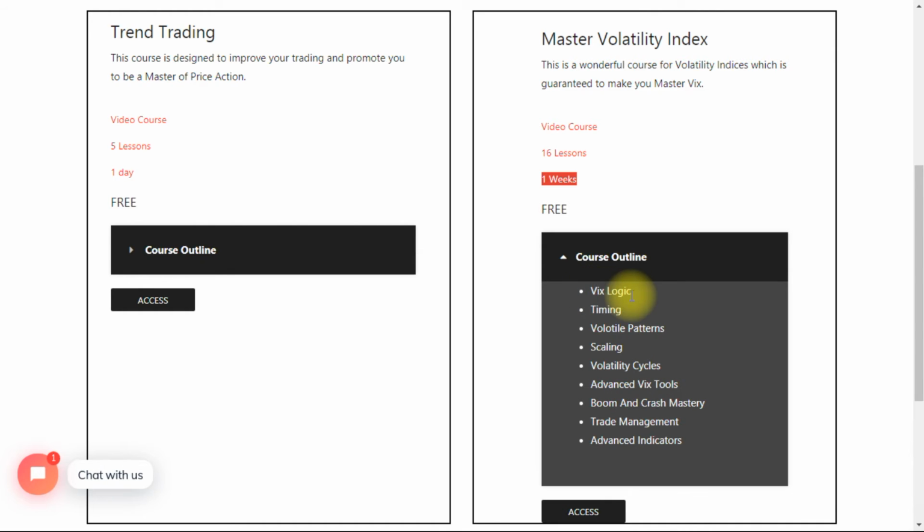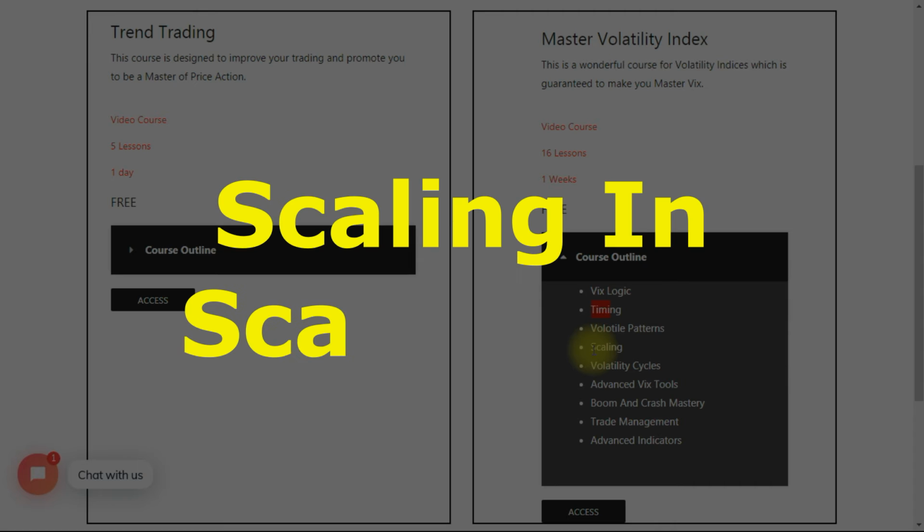You need to understand the logic, as I explained to you, that this is not a real asset. That is what you'll understand more about in the Vix logic, to understand what exactly you're trading, right? The timing, as I showed you, that once a VIX chooses a direction, it usually lasts in that direction for quite some time. So you also need to understand the timing on that. And then the volatile patterns, you need to understand how it moves, right? The scaling. When you talk about scaling, you'll be learning everything about scaling in and scaling out, right?